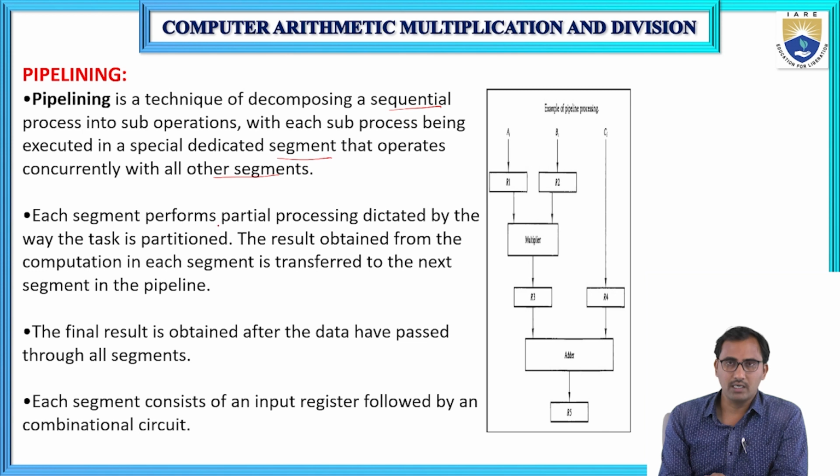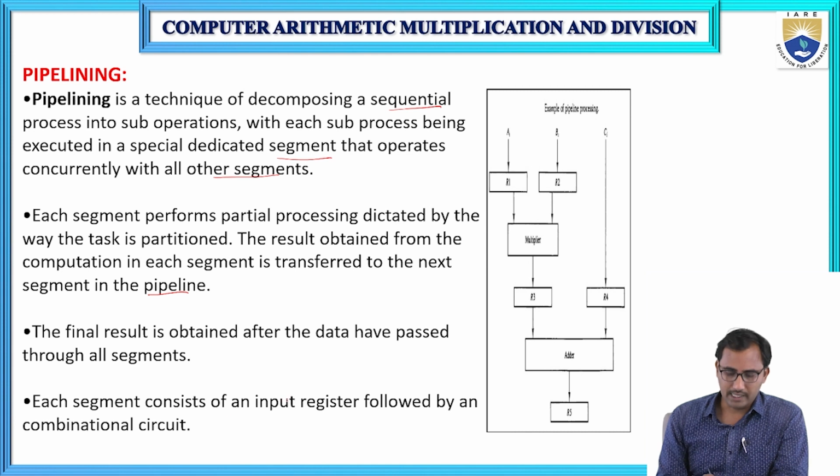Each segment performs partial processing dictated by the way the task is partitioned. The result obtained from the computation in each segment is transferred to the next segment in the pipeline. So the task will be divided into sub-operations, and each sub-operation will be allocated to a segment. Finally, by passing the data through all the segments, we get the result.